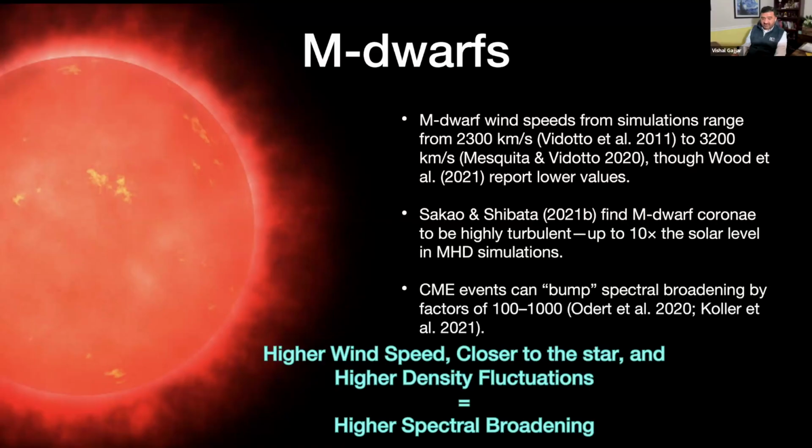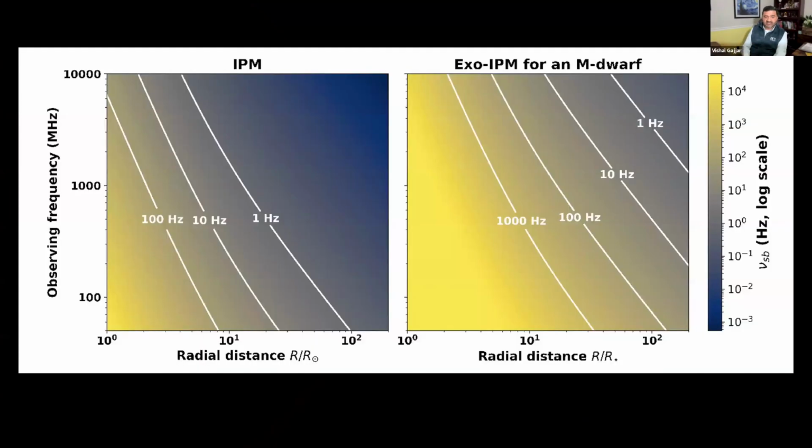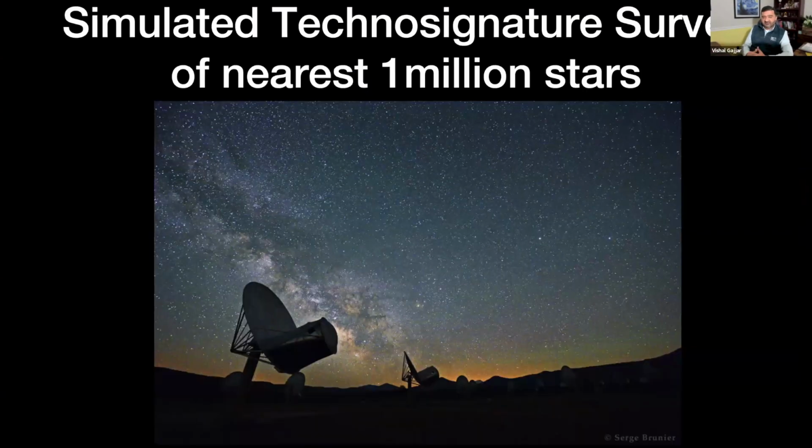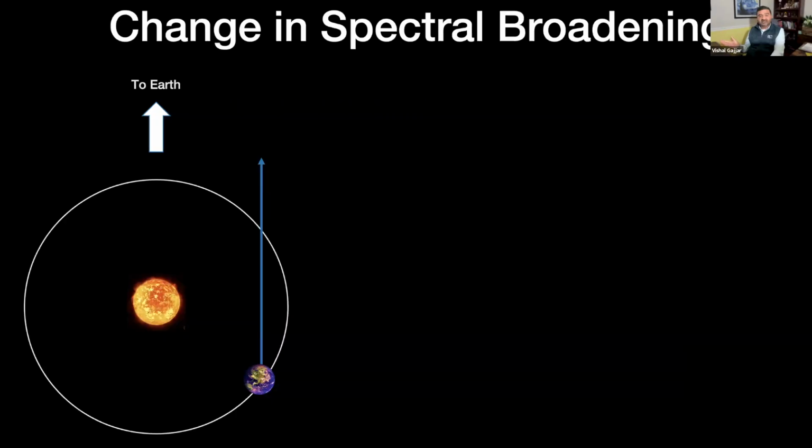So we use all of that, and we basically incorporated the same factor as we had for the sun, but now for the M-dwarf. And I'll skip that for now. And we basically conducted a simulated technosignature survey. In a simulated technosignature survey, we assume we are observing a million stars. Obviously, 75% of these stars are going to be M-dwarfs, right?